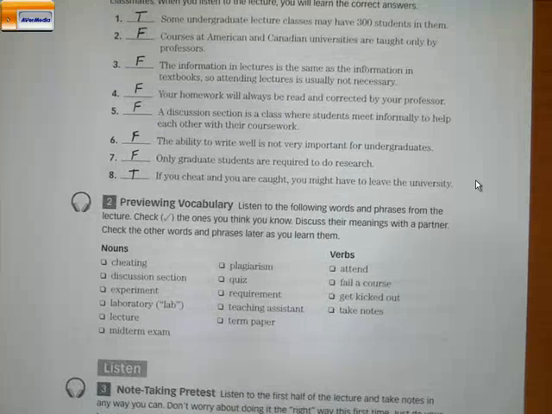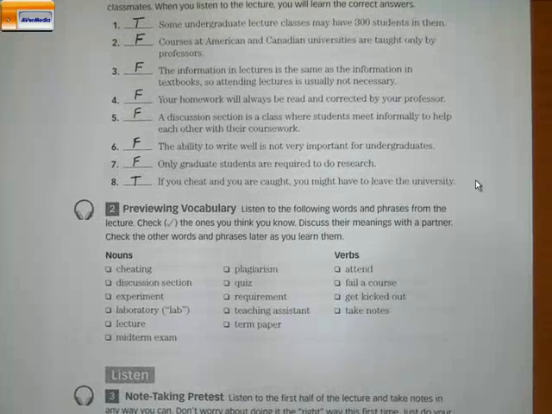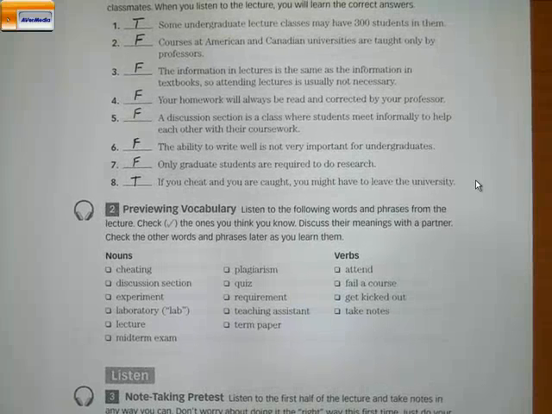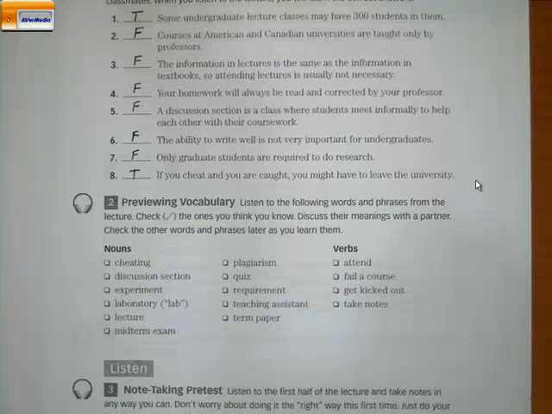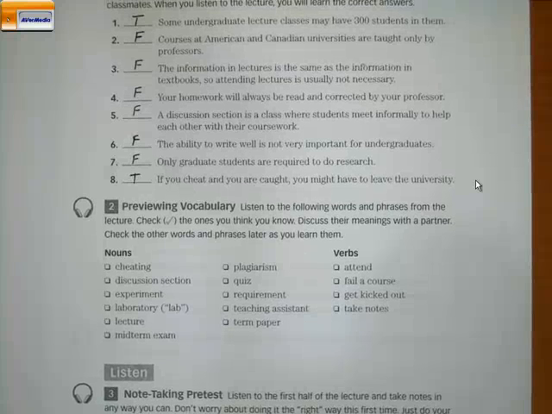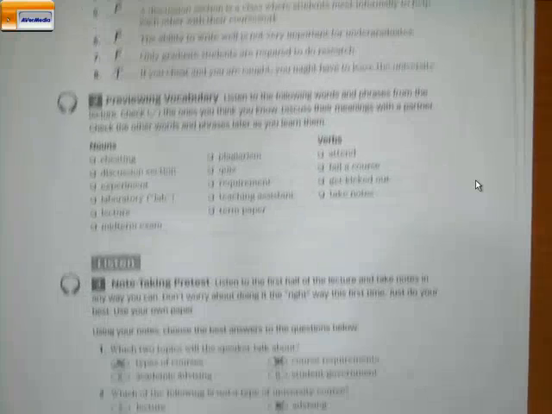Now on this page, you also see some important vocabulary that was in the passage: cheating, discussion section, experiment, laboratory or lab, lecture, midterm exam, plagiarism, quiz, requirement, teaching assistant, term paper. I hope you understood all of those from the context. The verbs we had were to attend, meaning to be present, to fail a course, which is the opposite of passing it, to get kicked out, and to take notes. So those were important vocabulary in our passage.